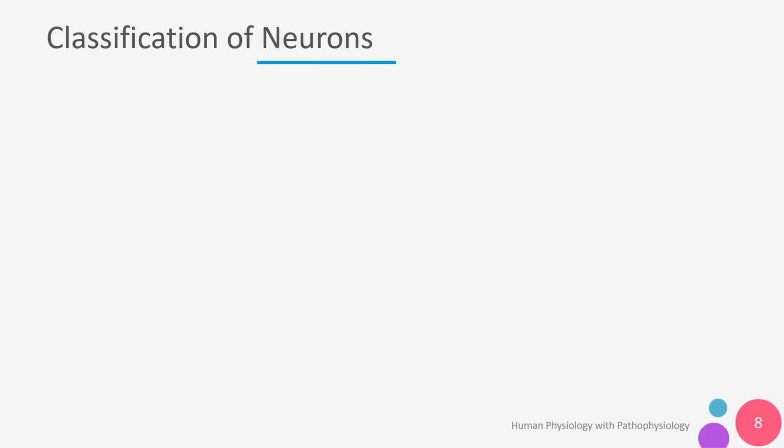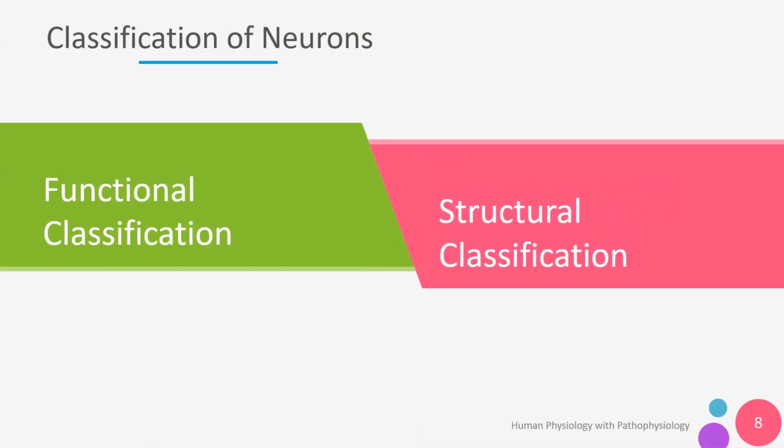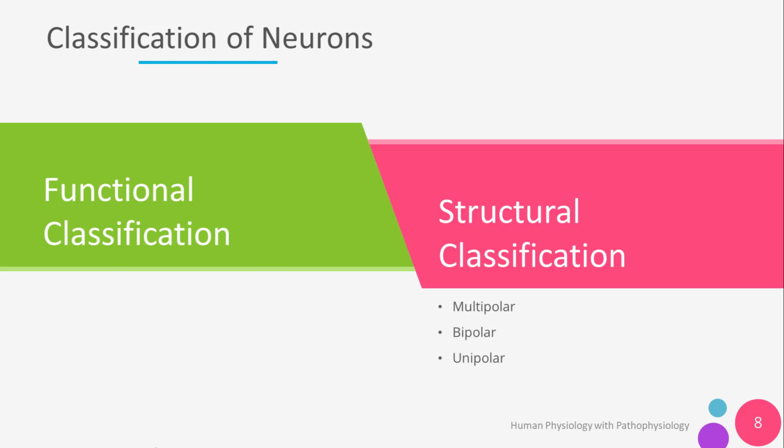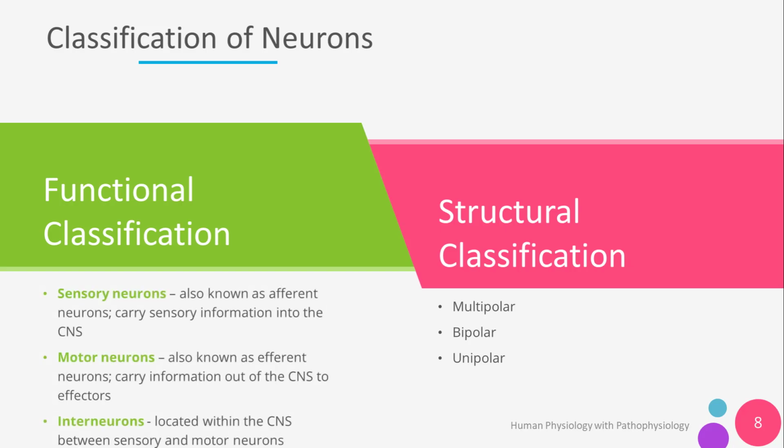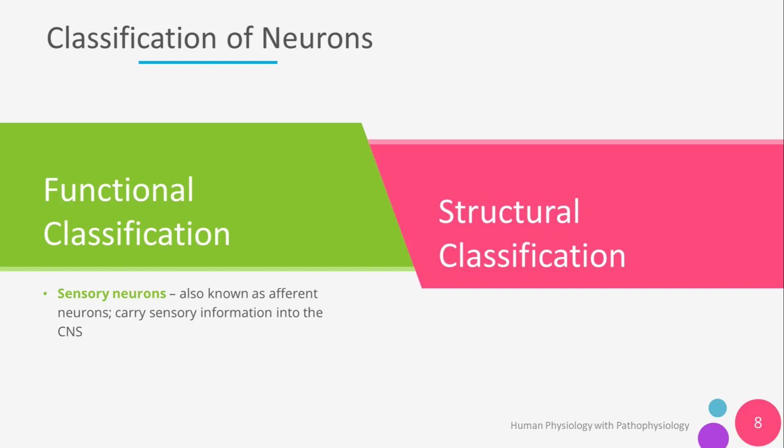Neurons can be classified based on their structure and function. Structurally, they can be classified as multipolar, bipolar, and unipolar. Functionally, they are classified as sensory neurons, motor neurons, and interneurons. Sensory neurons are afferent neurons, and their cell bodies are grouped in sensory ganglia.